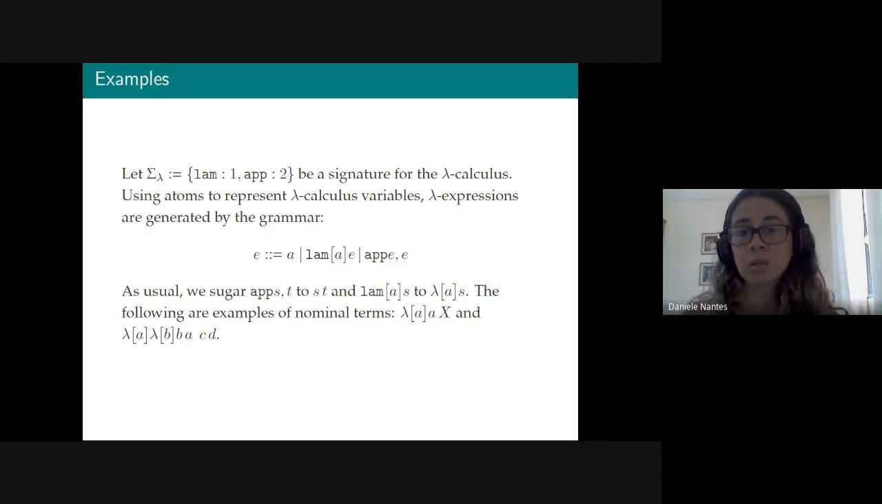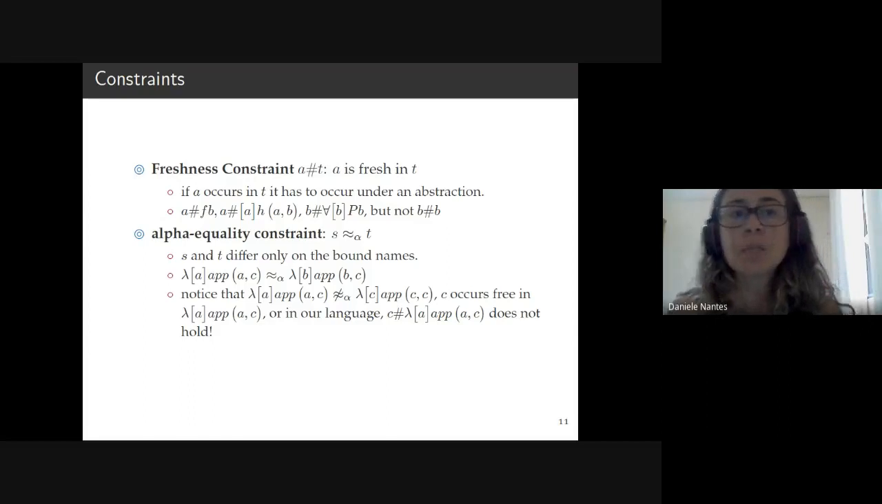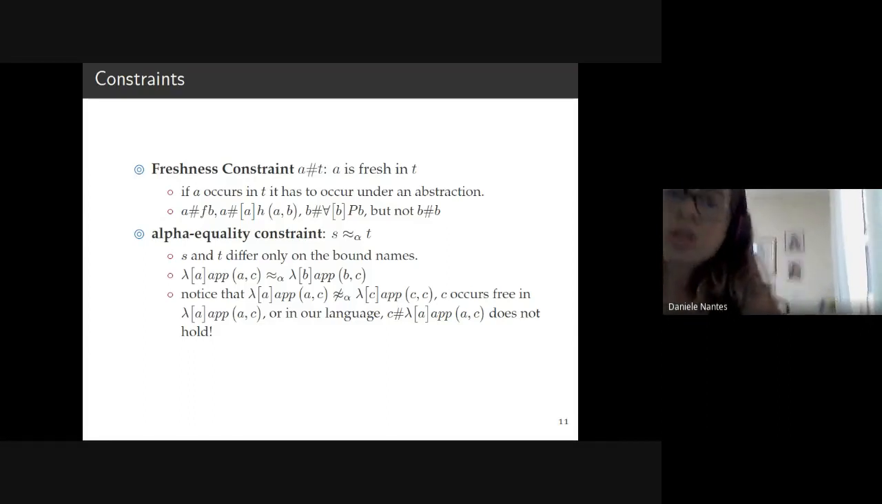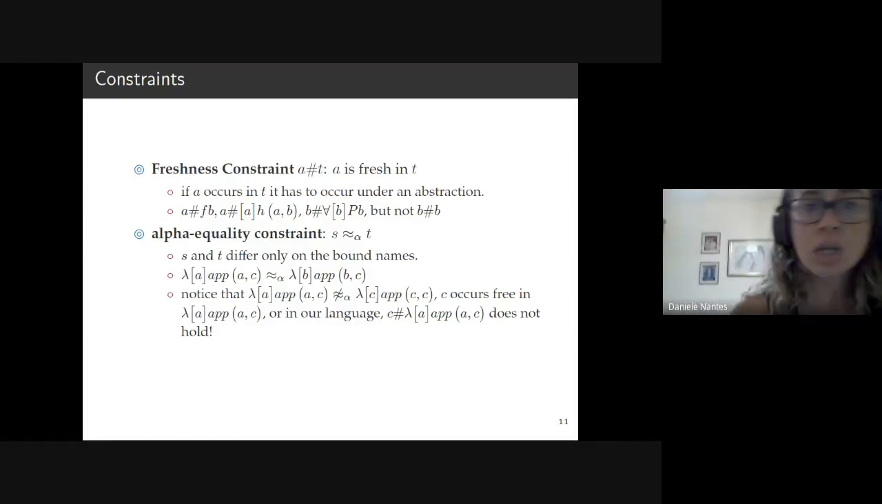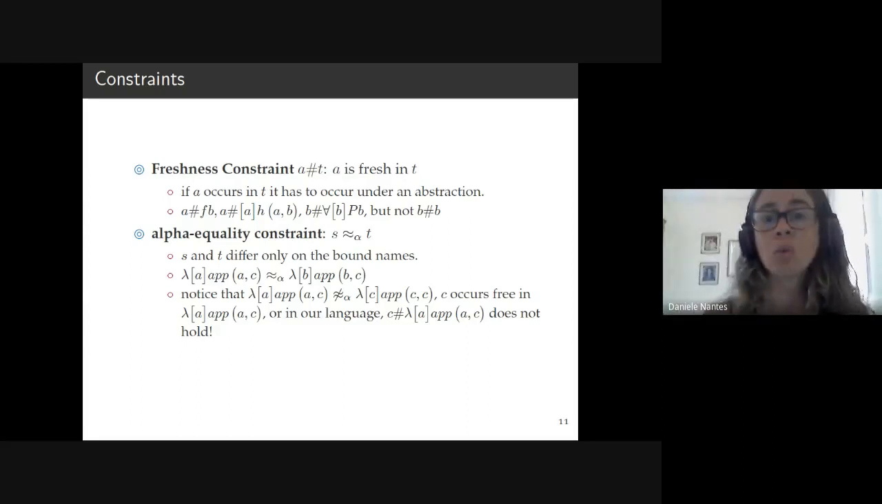So you can represent several languages with binders, and you can express pi calculus, as I said. And so once you develop things in the nominal language, usually these things can be reused in several domains. Okay, so I gave you the language. Now let's talk about some constraints. I said that we can represent freshness and alpha equality very easily in the nominal language.